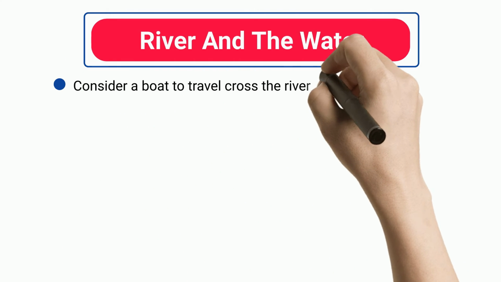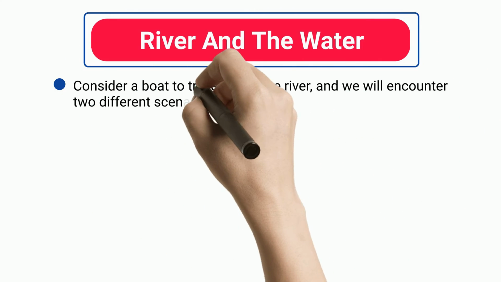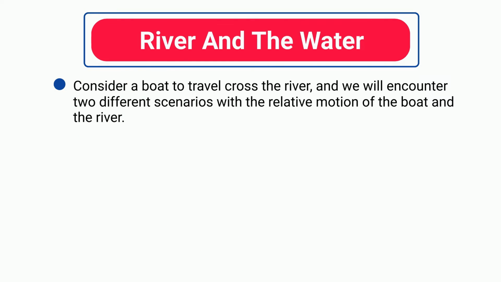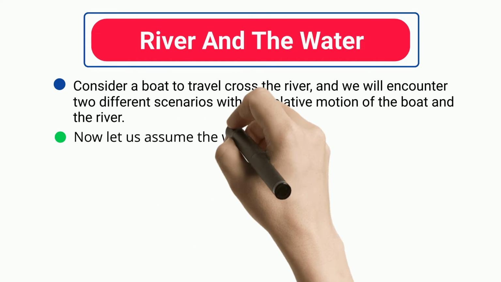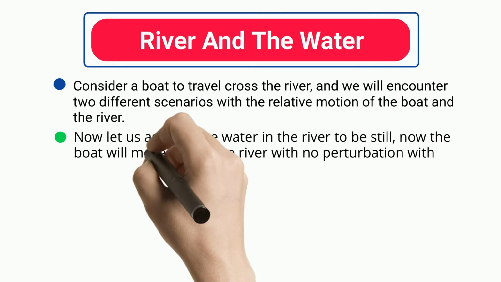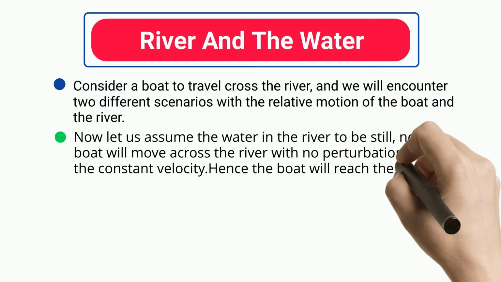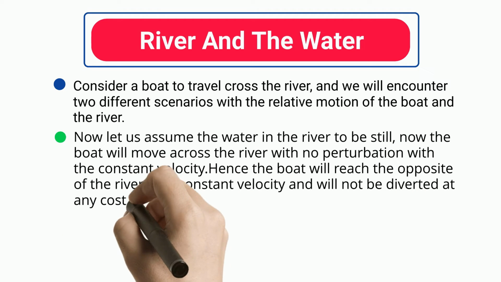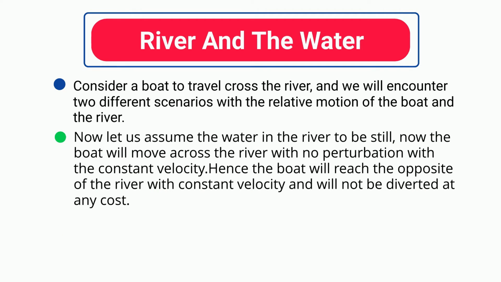Consider a boat to travel across the river, and we will encounter two different scenarios with the relative motion of the boat and the river. Now let us assume the water in the river to be still. Now the boat will move across the river with no perturbation with constant velocity, hence the boat will reach the opposite bank of the river with constant velocity and will not be diverted at any cost.